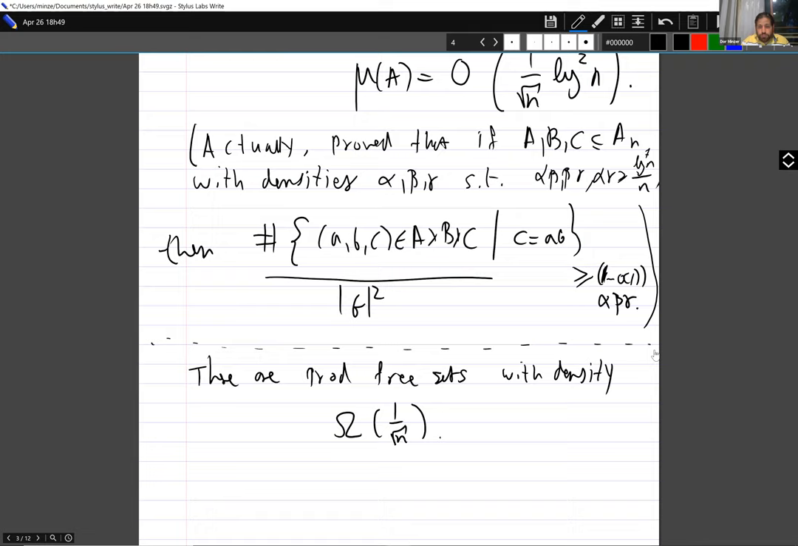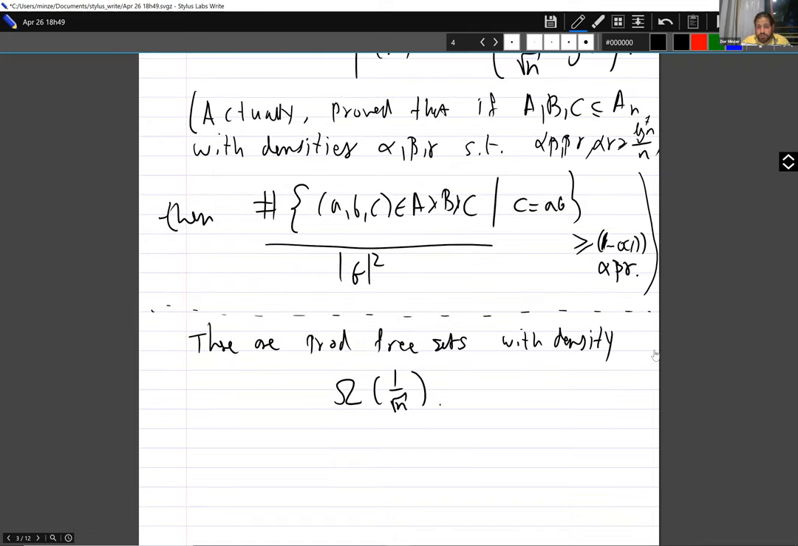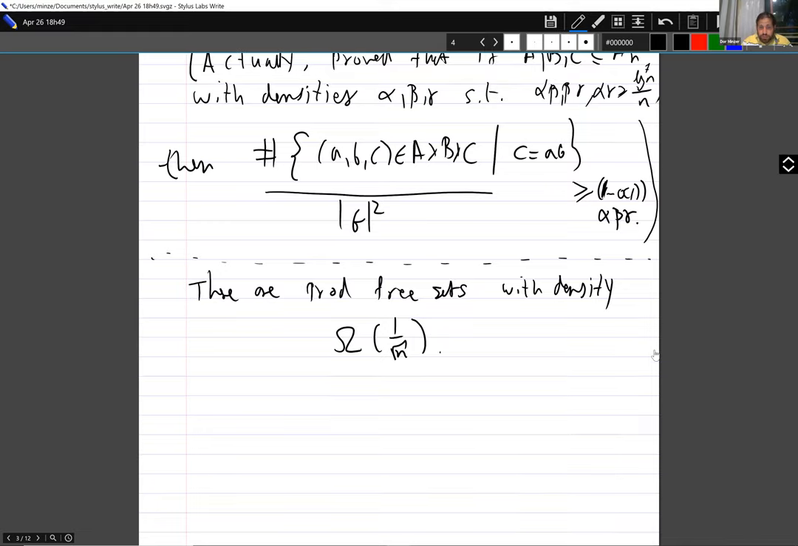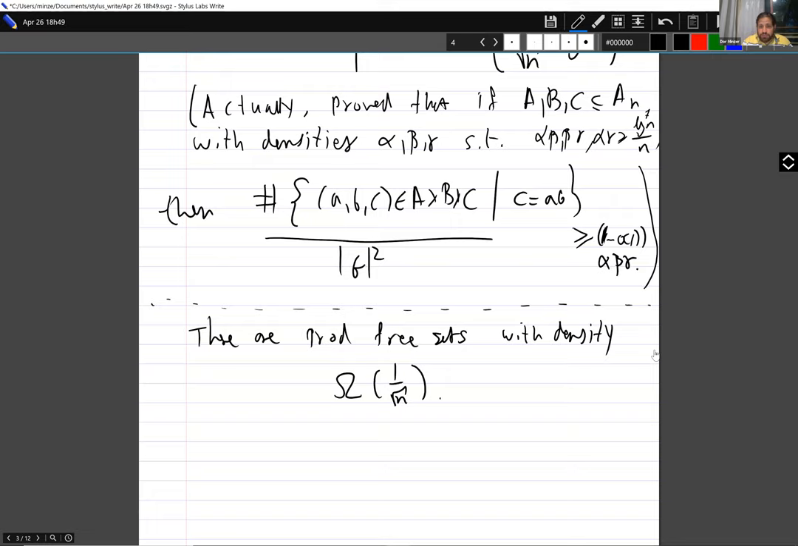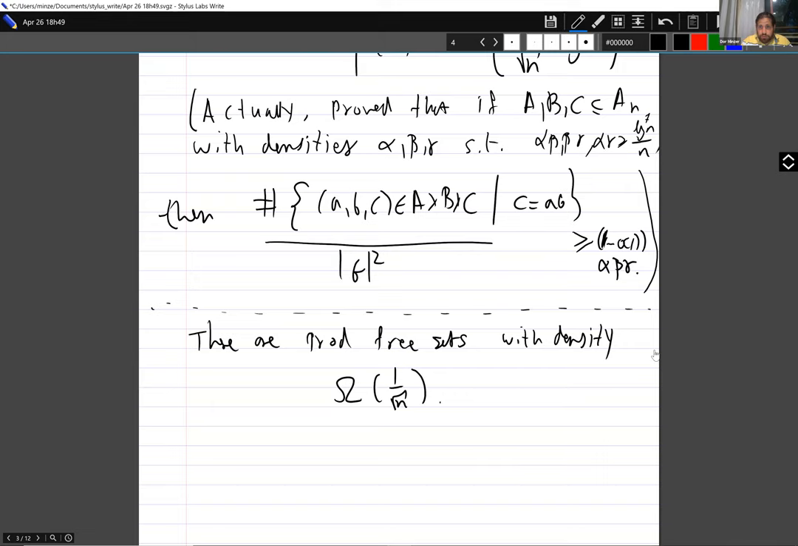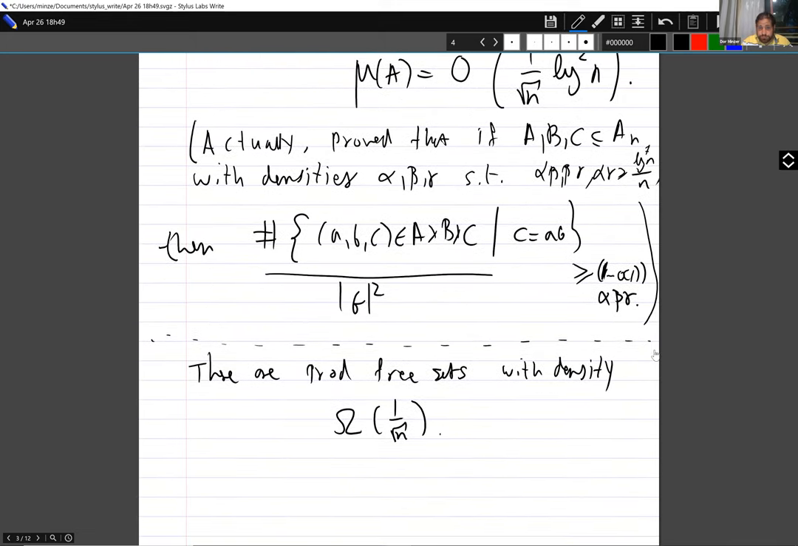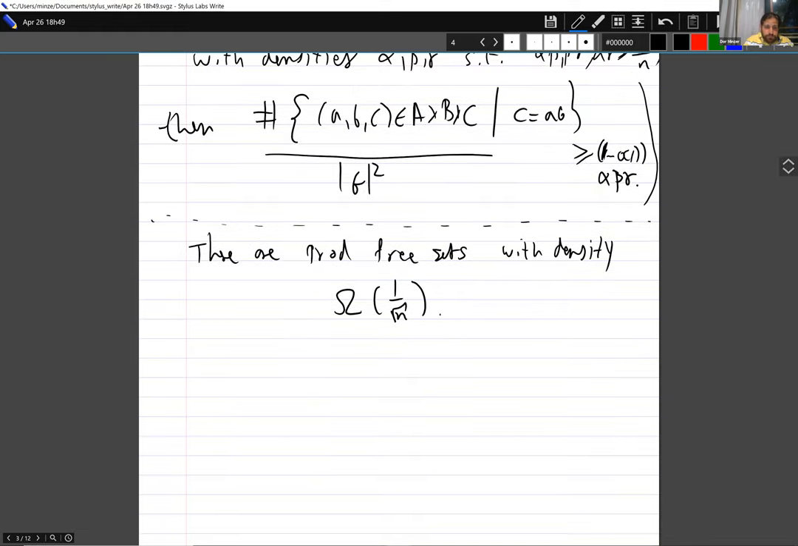So this is what he proved, and he also mentioned that there are product free sets with densities at least 1/√n. I'm going to show this example in a moment, but then the question becomes, what is the right answer? Do you need all of these polylog factors, or is the answer simply 1/√n? So let's just see an example, because it's kind of important for the rest of the talk.